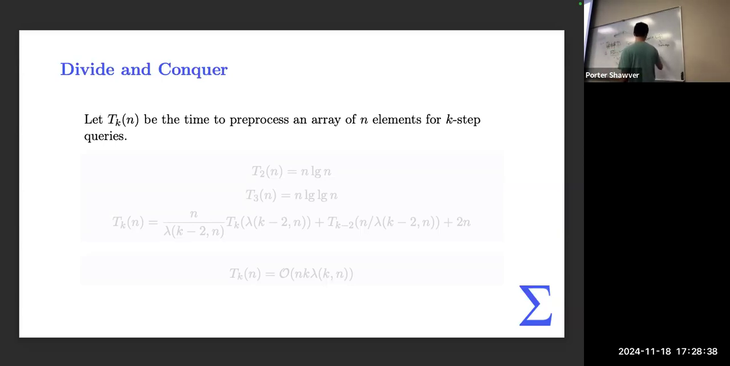So then the solution was T4 of n is equal to 3n plus 3n log star n. For arbitrary k, we do similar steps where we divide into blocks of certain sizes. We recurse down, we find the prefixes and suffixes, we recurse down each block, and we also have to recurse to preprocess the smaller array of the minimum of each block.